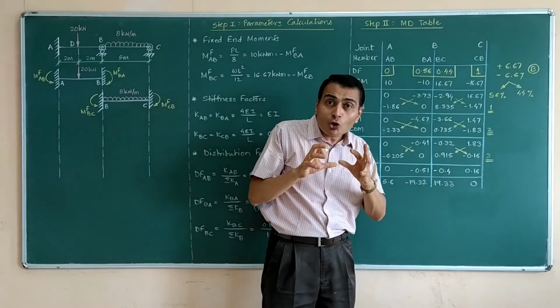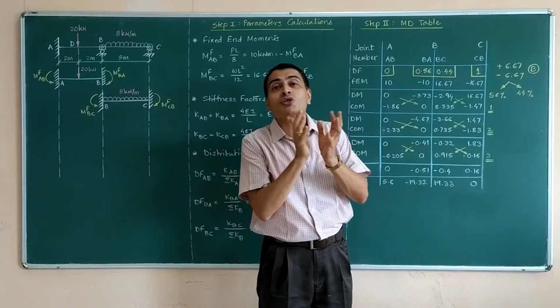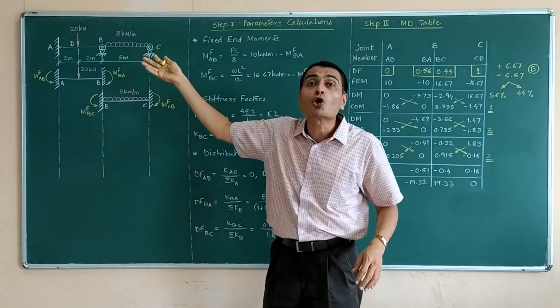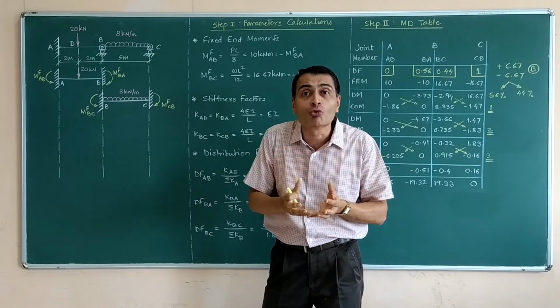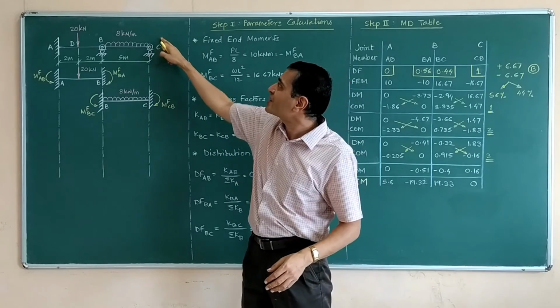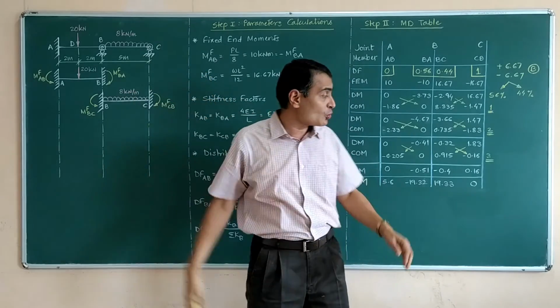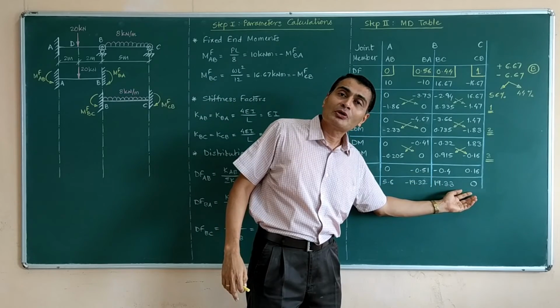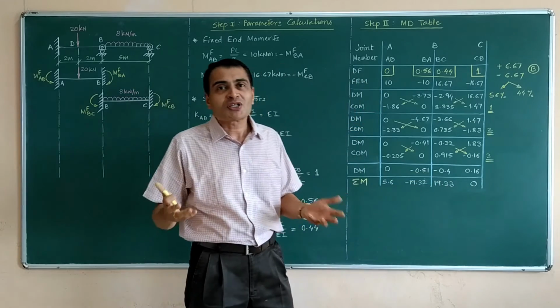So whatever logic we are applying, that the distribution factor should be 1, and this support is not at all contributing to the absorption of moment, that logic is correct, and that's why we expected M of CB to be 0, and we are getting M of CB to be 0. So that's it. What is left now?